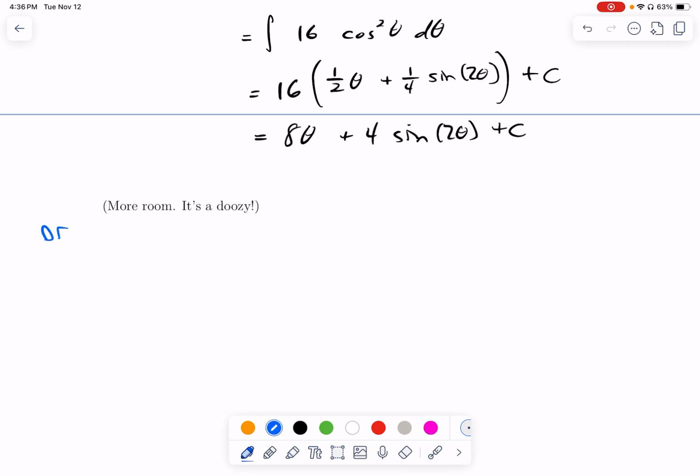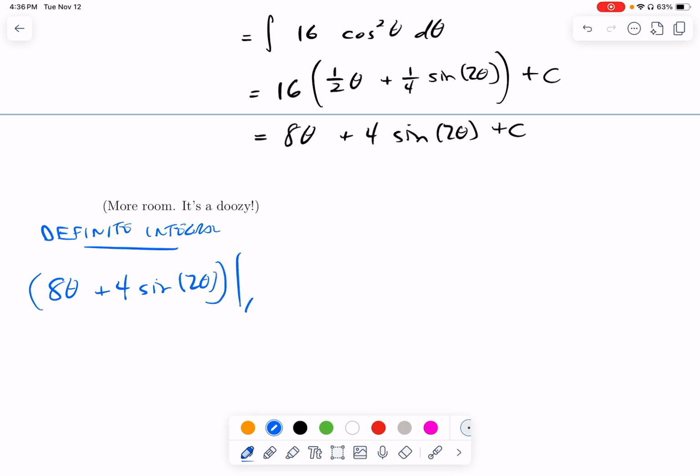So if we're just trying to do the definite integral, we have our antiderivative, and we want to evaluate from x equals 0 to x equals 4. And we just saw that that was the equivalent of evaluating that as theta goes from 0 to pi over 2.